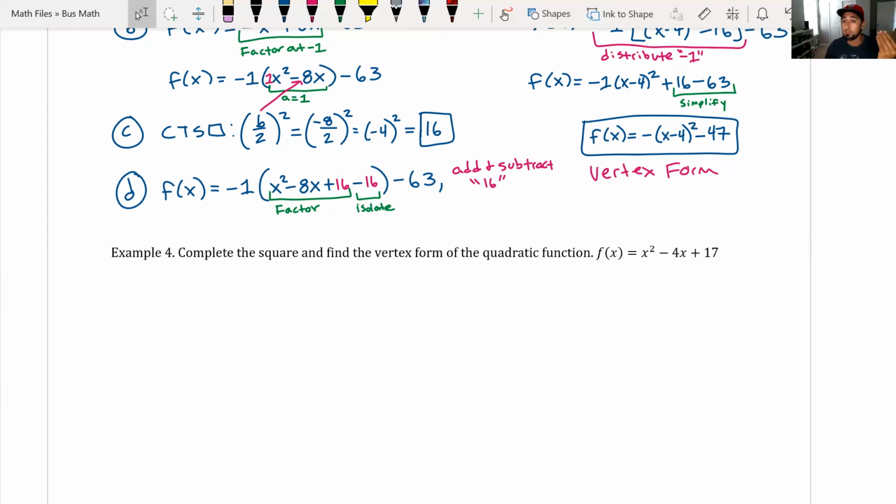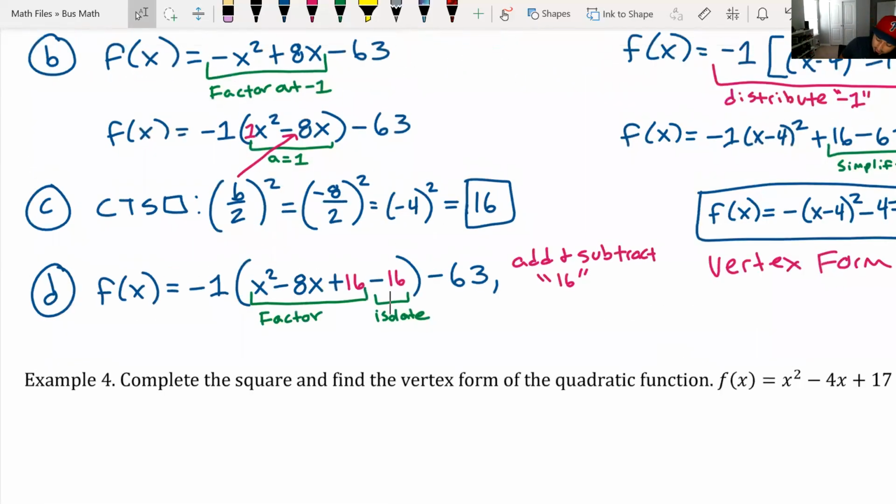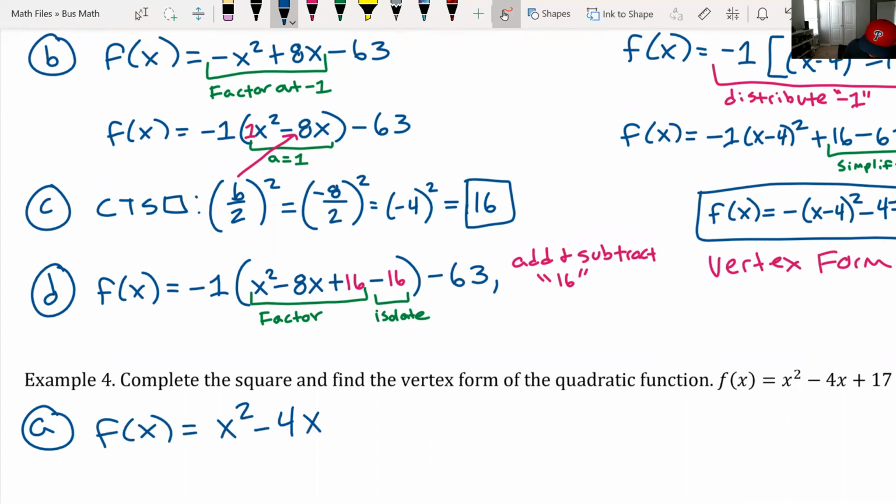Okay, 4. Complete the square and find the vertex form of the quadratic function f of x equals x squared minus 4x plus 17. Okay. So here we go. Let me write the function over here. f of x is x squared minus 4x plus 17. Okay, perfect.